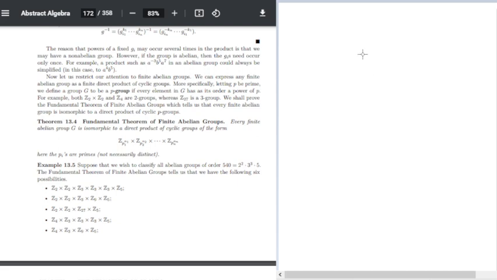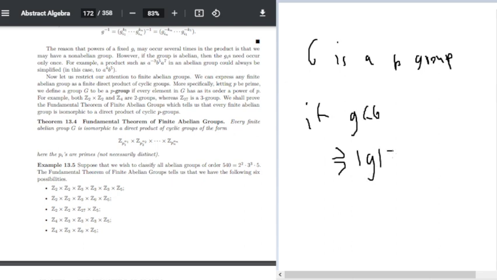So let me just quickly write that down. G is a p-group if g in G implies that the order of g is equal to p to the k for k greater than or equal to 0.